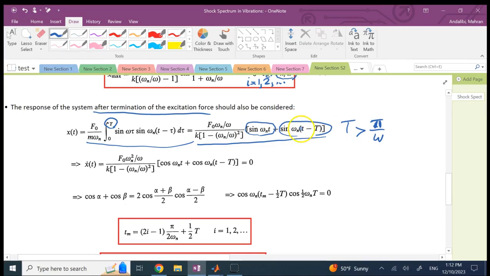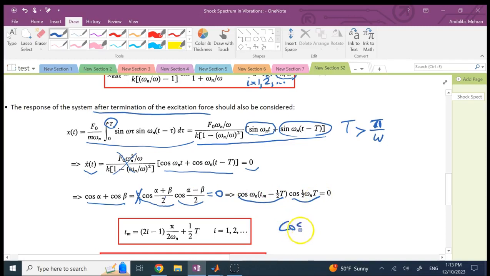Again, to find the maximum of this x, we take a time derivative and set it equal to 0. This time you get two cosines added equal to 0. Remember, this guy can never be 0, so it's this one. Again, we use the equality cosine alpha plus cosine beta equals 2 cosine of (alpha plus beta) over 2 times cosine of (alpha minus beta) over 2. If this is equal to 0, 2 cannot be, so either the cosine of the average or the cosine of half the difference should be equal to 0. So it's either this one or this one that is 0.